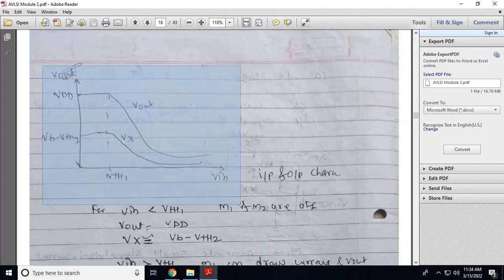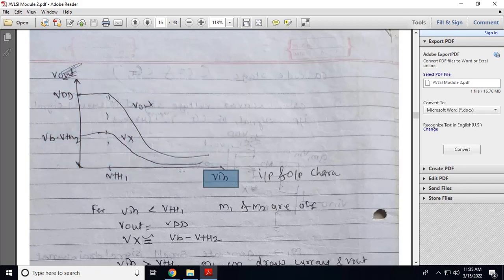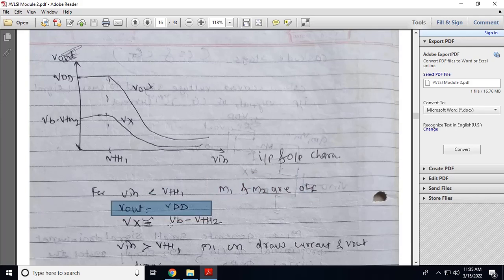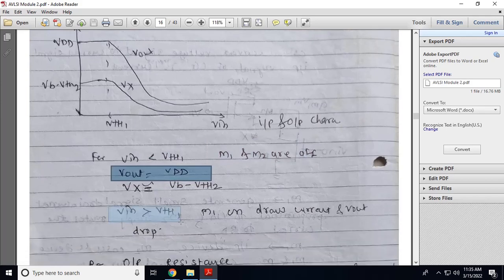This is a graph for the cascode stage, input voltage versus output. When Vin is less than VTH, the transistor is off. For this region, output is equal to VDD. When Vin is equal to VTH, the transistor is turned on. Electrons move from source to drain, so current flows through the transistor. The output goes on decreasing as the input increases, because the drain current goes on increasing. So for Vin less than VTH, the transistors are off and output is equal to VDD. When Vin is greater than VTH, the transistor turns on and the output goes on decreasing.